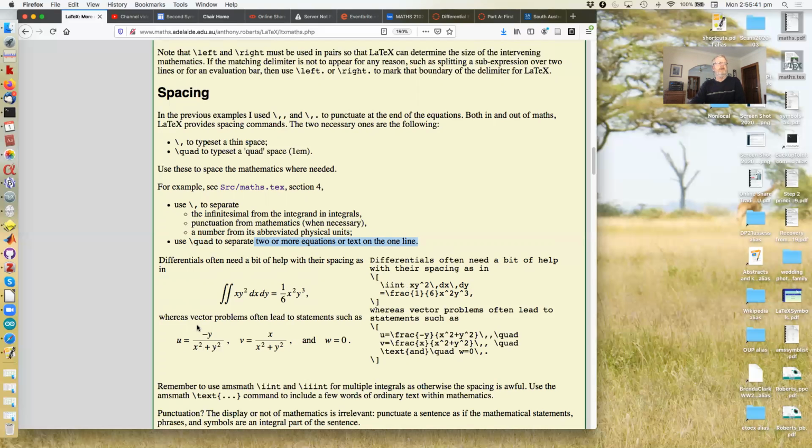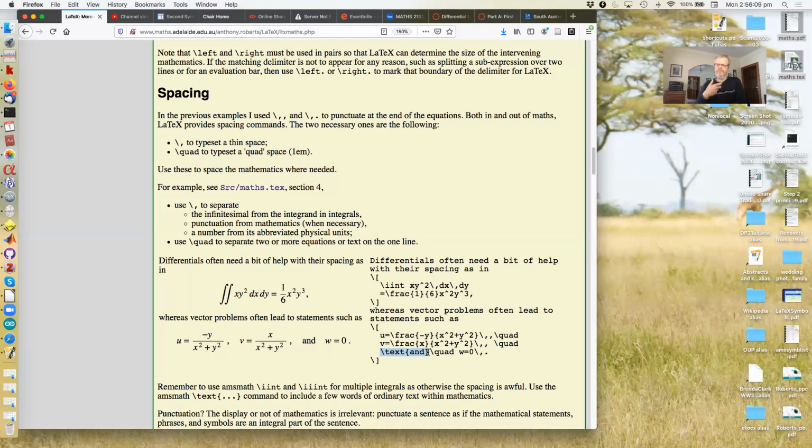So here is a vector identity really. So component u of the vector is minus y over x squared plus y squared. Component v is x over x squared plus y squared, and w is 0. So those three equations need to be separated by a quad space. And the "and" is separated by a quad space. So here you can see it. There's the first quad space after that.